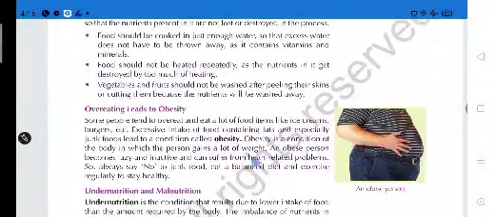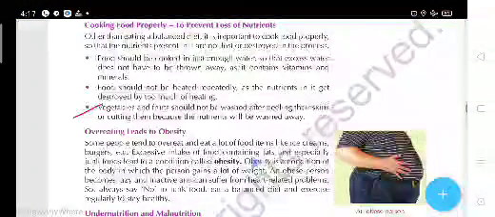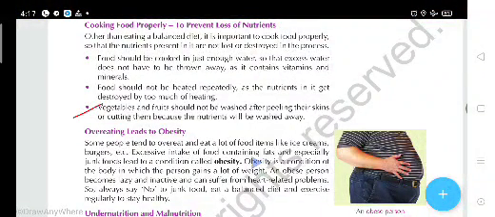Second, food should not be heated repeatedly. If you are heating that food again and again, it means the nutrients will be destroyed. Do not eat too much of any food. The third thing, vegetables and fruits should not be washed after peeling and cutting them. If you have cut any kind of vegetable or fruit, do not wash after cutting, because it can lose the nutrients from these fruits and vegetables.